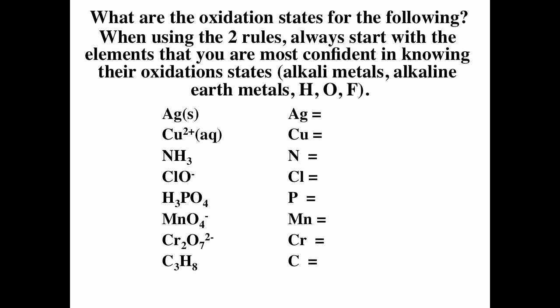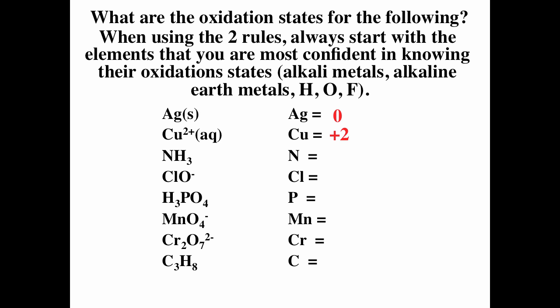If we look at a range of these, silver by itself should have an oxidation state of 0. Copper +2 is going to have an oxidation state equal to the charge. Remember, the sum of the oxidation states equals the net charge. You have a copper +2 ion, so the net charge is +2, and that means the oxidation state of the copper ion has to be the same as the charge of the ion, which is +2.